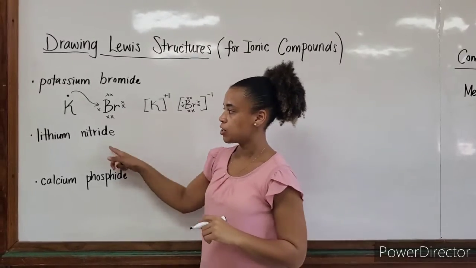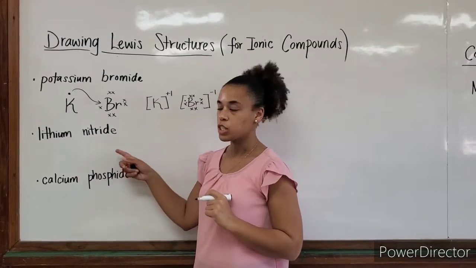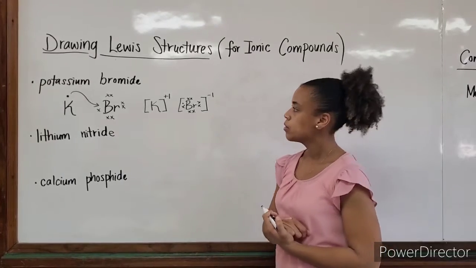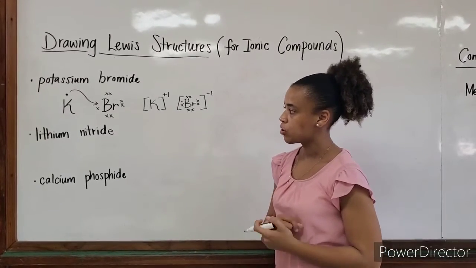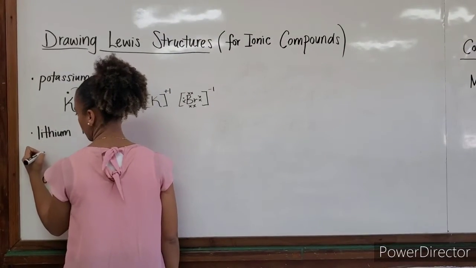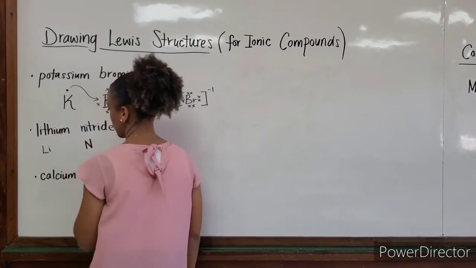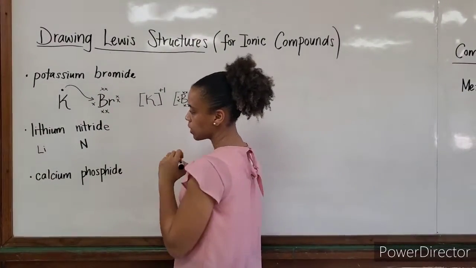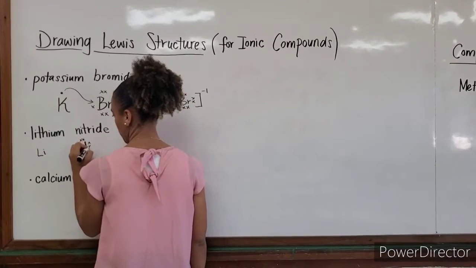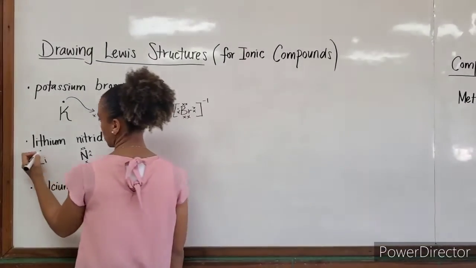Next, we have lithium nitride. We have lithium is in group 1, nitrogen is in group 5. So we are going to draw our atoms with the electrons. Nitrogen will have 5 valence electrons. And lithium will have 1 valence electron.